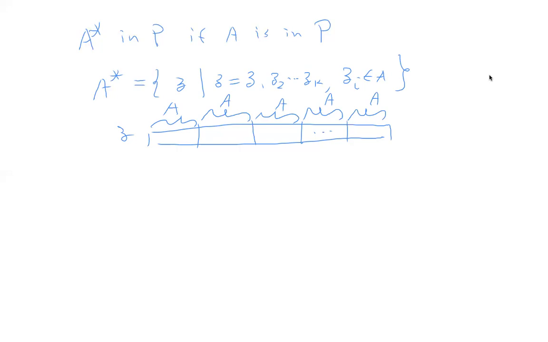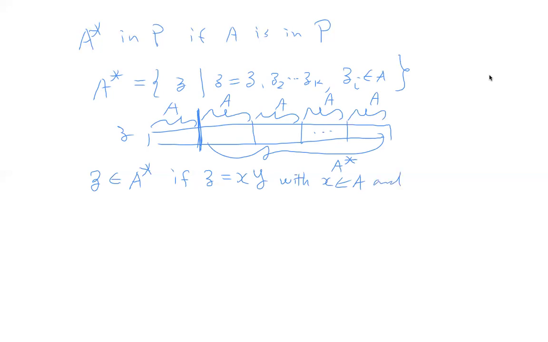That means that Z is in A star if Z can be broken, say, here. This portion, we know by definition, is in A star. So Z can be written as X concatenated with Y, with X in A and Y in A star. So now we have a recurrence coming in.